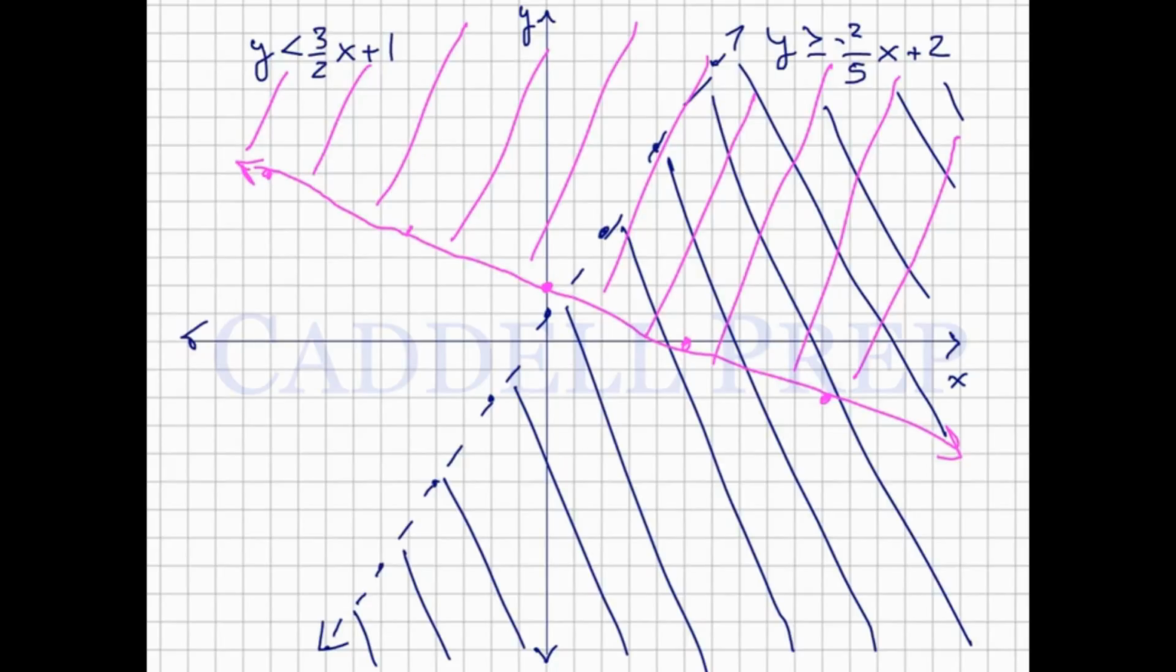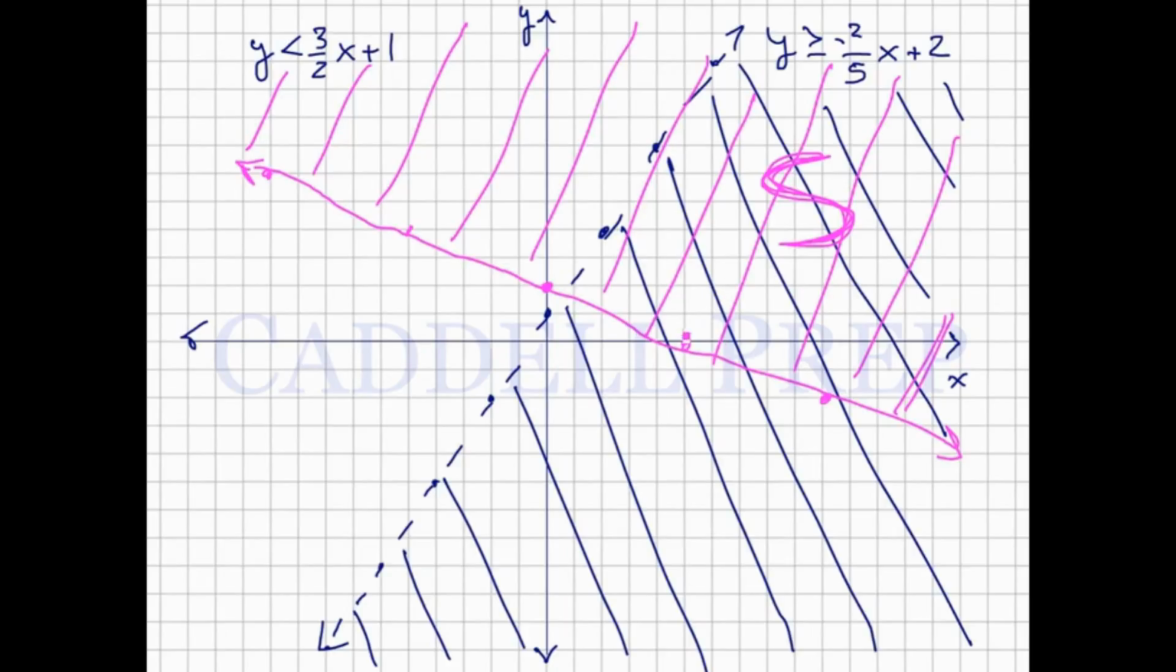Now let's look at the solution. The solution is the overlap. So they both overlap here, so this is our solution. Any point in this area is a solution to both of these inequalities.